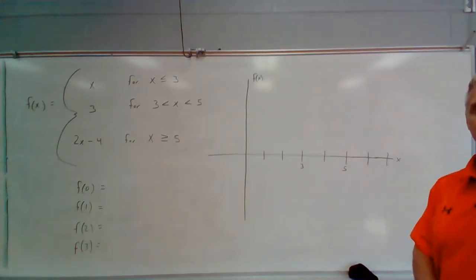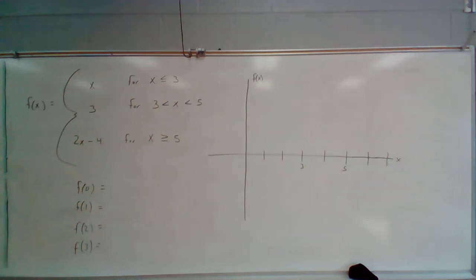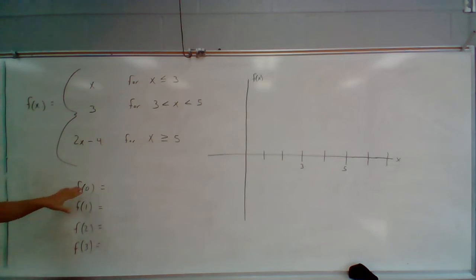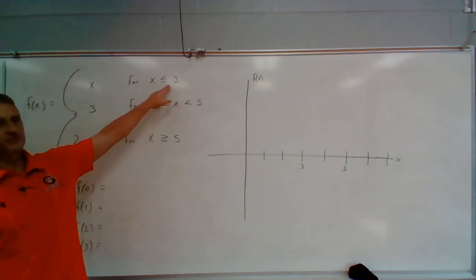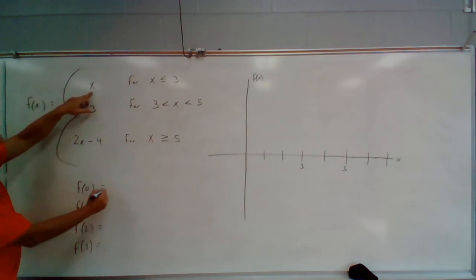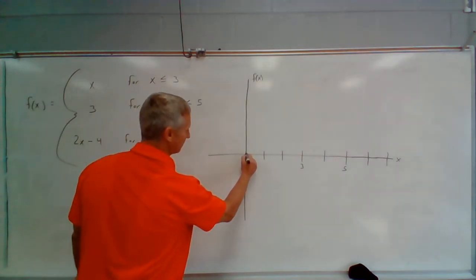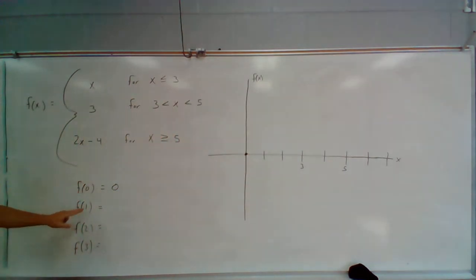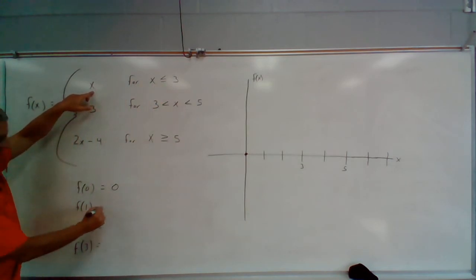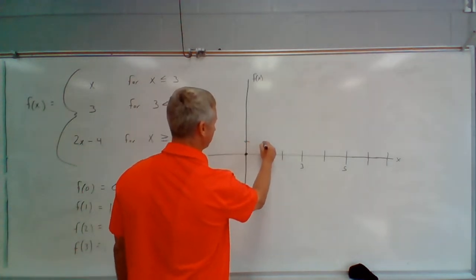All right, let's look at another example of a piecewise function. This one is broken into 3 parts. All right, so let's find some points. So f of 0. 0 is less than 3, so I'm going to use this top equation. So if I plug 0 in for x, I'll get 0. So 0, 0 is on our graph. If I plug in 1, 1 is less than 3, so I'm going to plug it into this equation, and I'll get 1. So 1, 1 is on the graph.